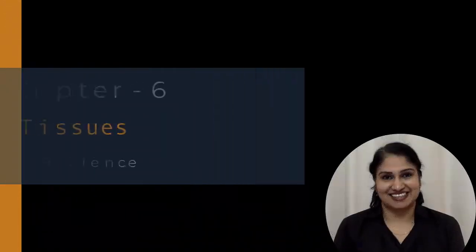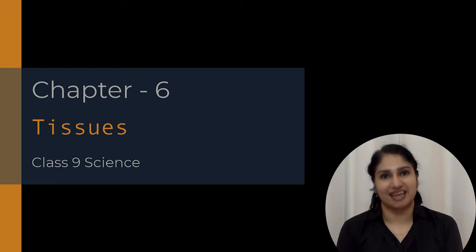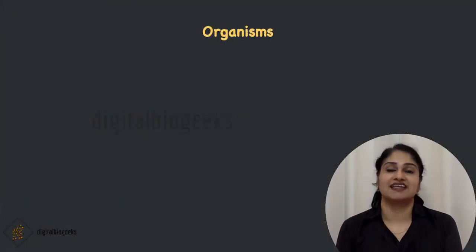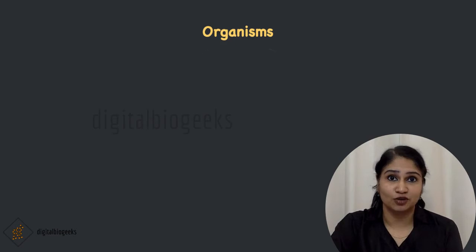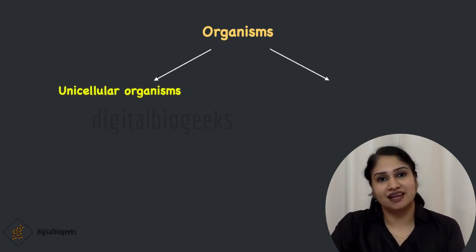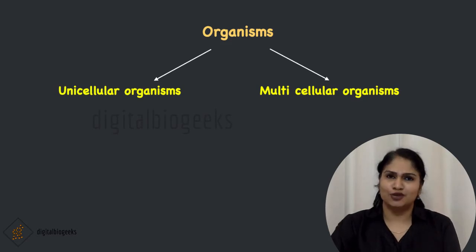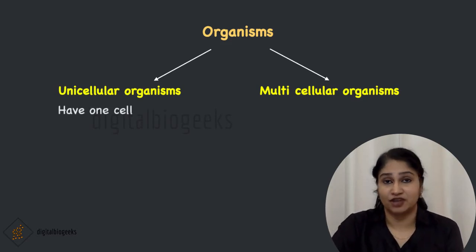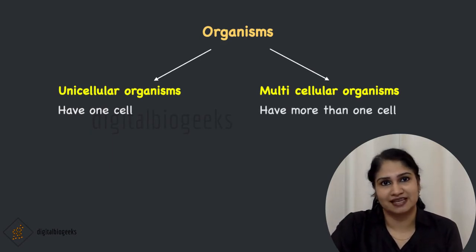Hello students, the structural and functional unit of all living organisms is the cell. Depending upon the number of cells present in an organism's body, organisms can be classified into two: unicellular organisms and multicellular organisms. Unicellular organisms have only a single cell, whereas multicellular organisms have more than one cell.